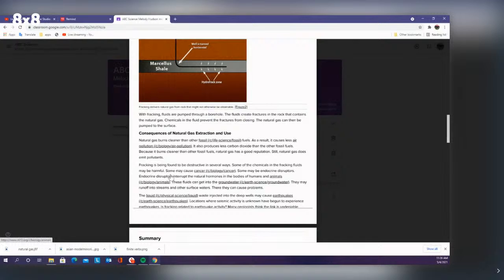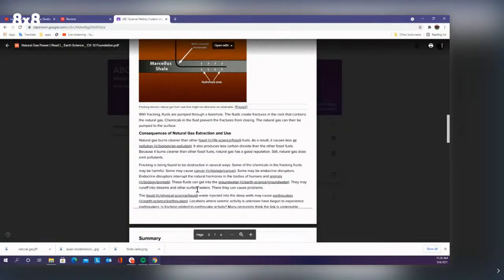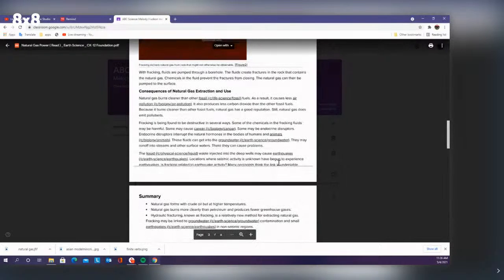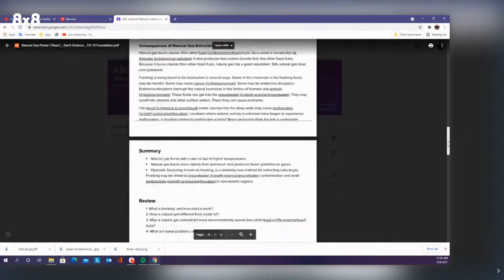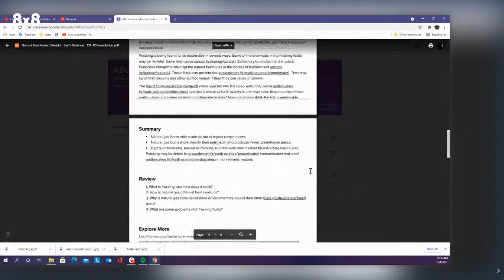Some of the chemicals can be cancer causing. They can interrupt hormones in the bodies of humans and animals. And these fluids can get into the groundwater and run into our streams and lakes. There they can cause problems. The liquid waste that's injected into the deep wells may cause earthquakes. In fact, it has been found to cause earthquakes. So far, they've been small. They haven't been really damaging, but we don't really know the impact of that with our plate tectonics.